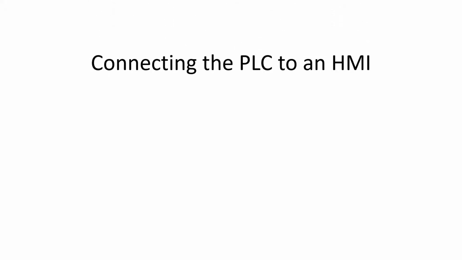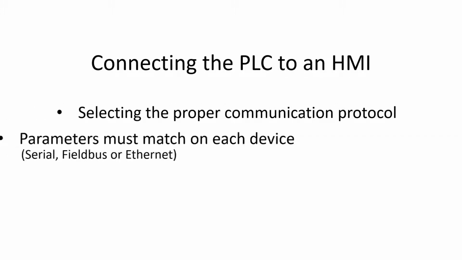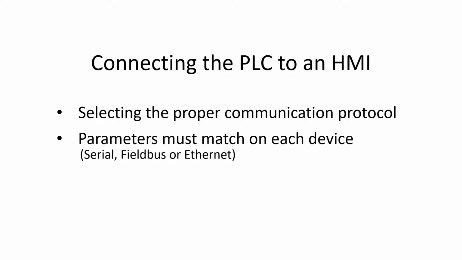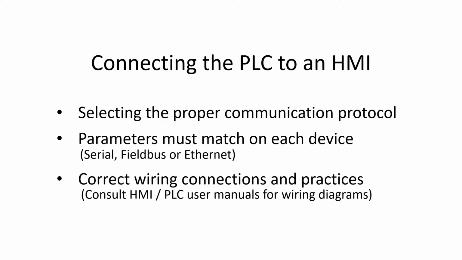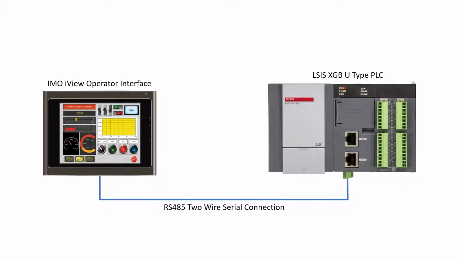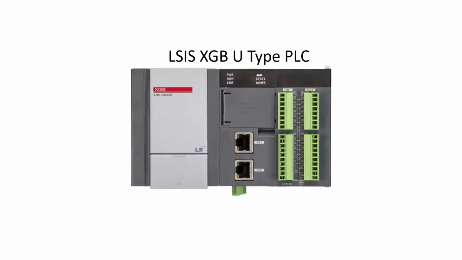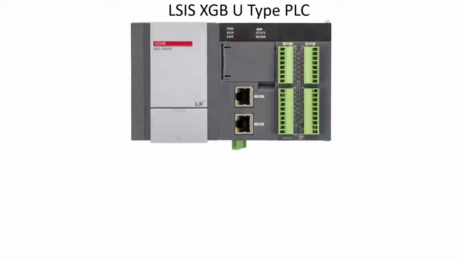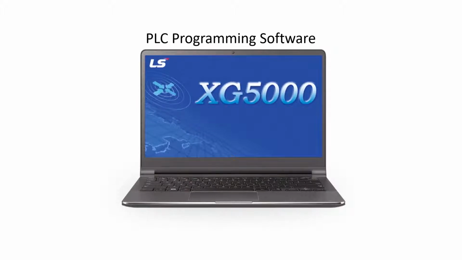When connecting a PLC and HMI, the proper protocol and communication parameters must be the same on both devices. Correct wiring connections and practices must be observed. In this example, we are using an XGB PLC and iView operator interface. The electrical connection is RS-485. The XGB PLC will be set up to communicate on the RS-485 port using XG5000 software.